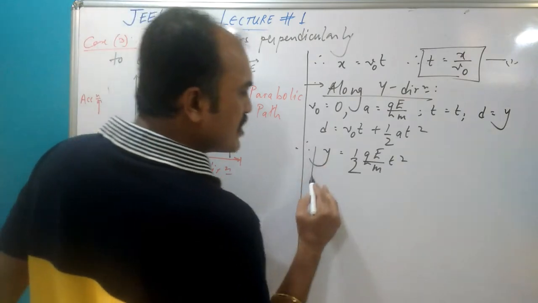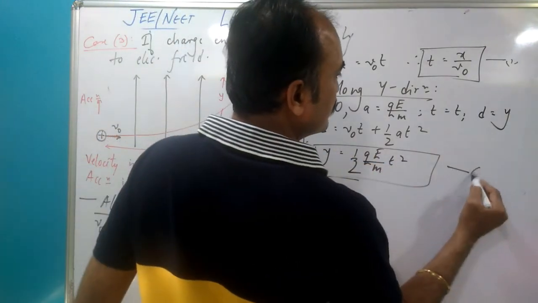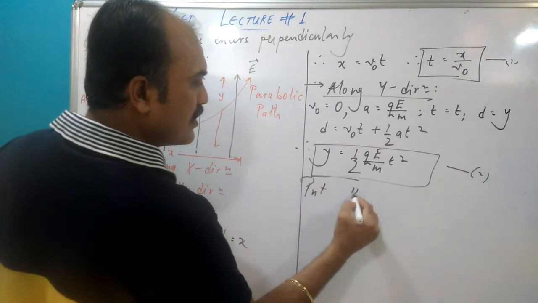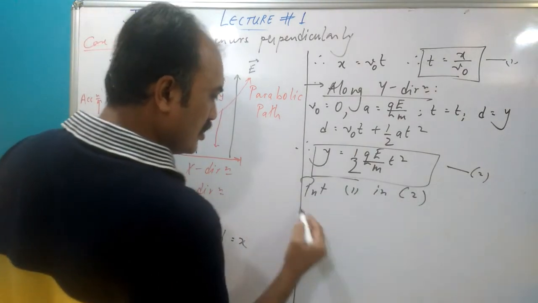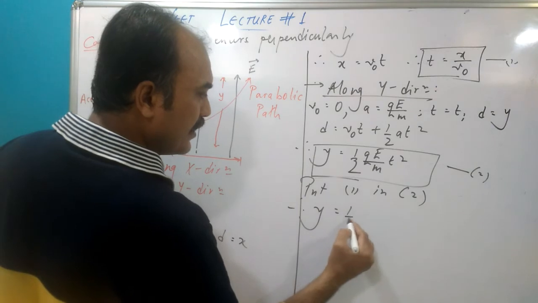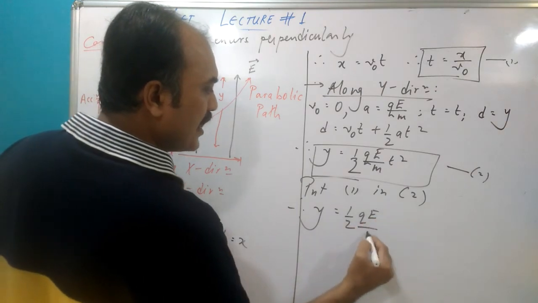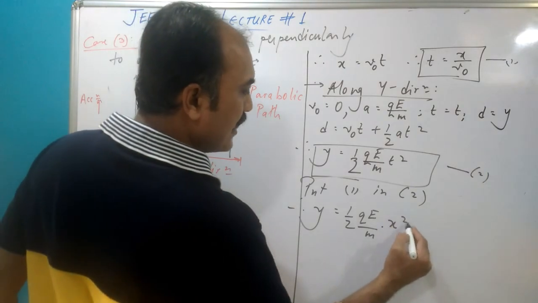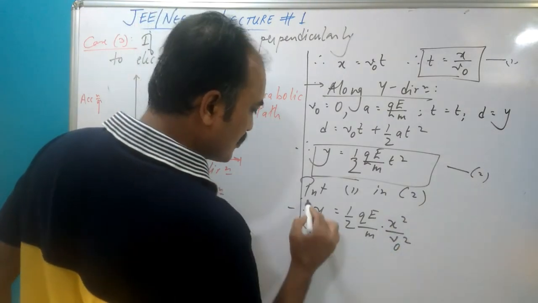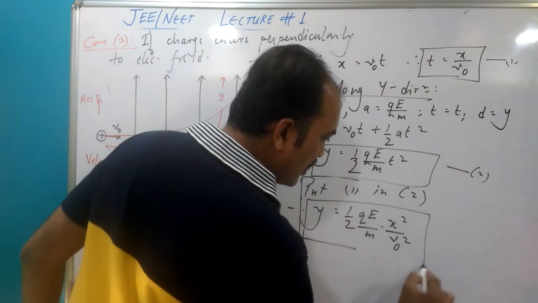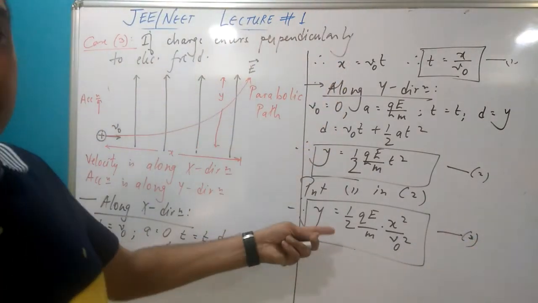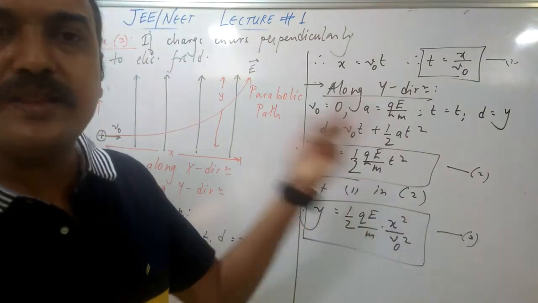I think it's time now to put t from equation 1 to here. Put 1 in, so what do you land up with? Y is half qe by m into, what is t? This is x square by v0 square. Ain't this a lovely piece of idea? Beautiful. In this, they can ask you anything.